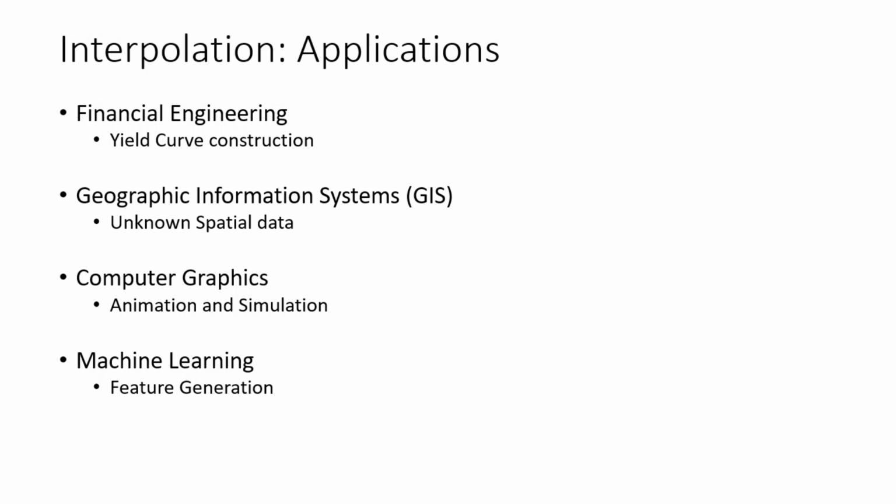Computer graphics. Interpolation techniques are used to create smooth curves and surfaces in computer graphics, animation, and virtual reality applications. In machine learning, interpolation can be used to create additional features by interpolating existing data points. This can be useful when you want to generate more training examples. So these are some of the real-life applications of interpolation. In this section, we will study linear interpolation.